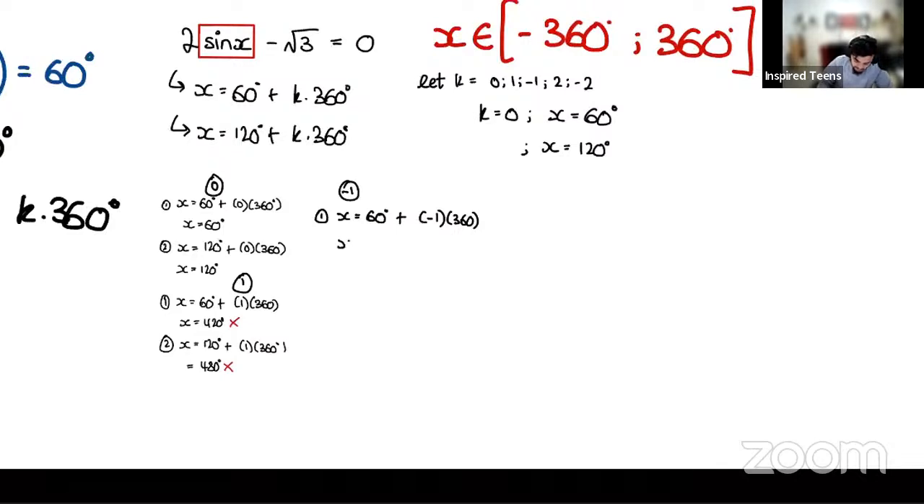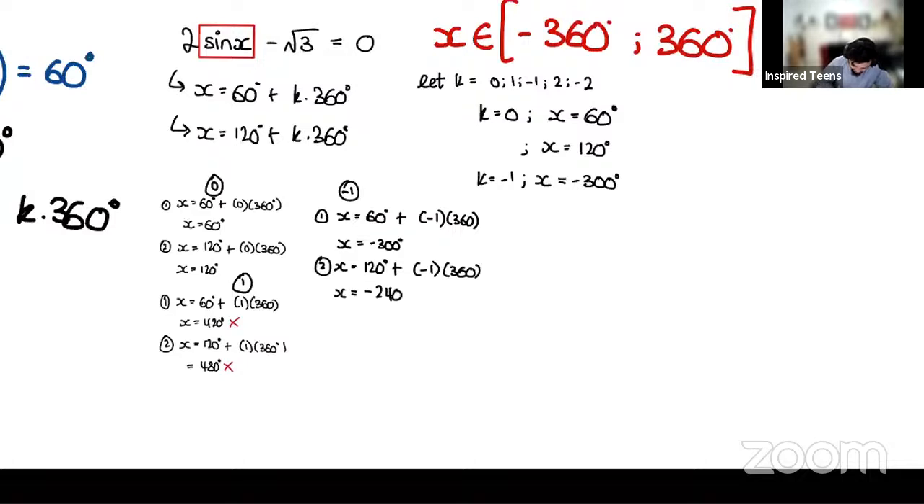And you will see that this gives you a value of -300, which fits within our given interval. So now I will actually write this down. So I will say when K is equal to -1, X is equal to -300. Again, I'm writing it down because it fits within my interval. Then I plug it into the second equation. X is equal to 120 plus -1 times 360. And when I do this calculation, 120 minus 360, basically, I get X is equal to -240.